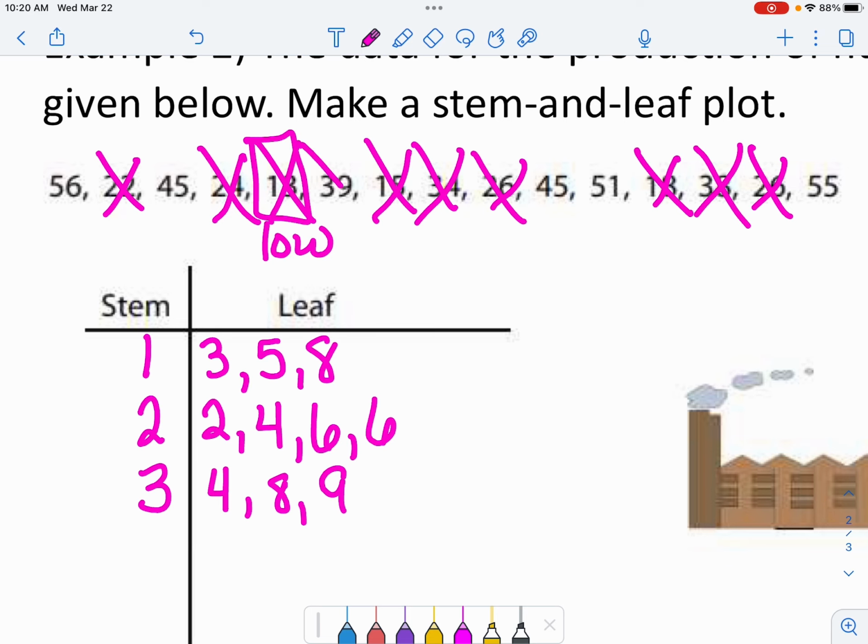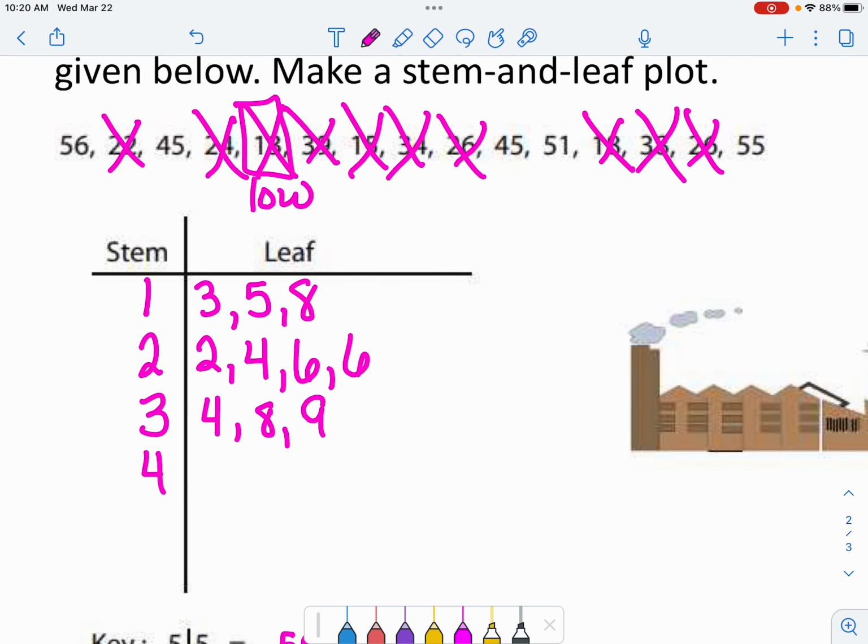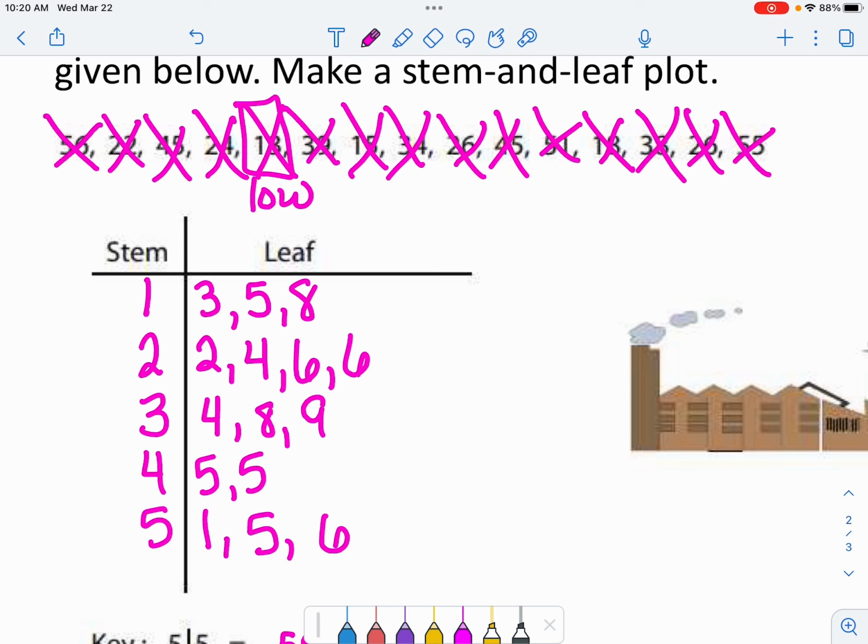Good job, guys. What about 40s? 45. 2 45s, so a 5, comma, a 5. Good job, you're doing great leading the class, thank you. And you guys are all doing really well with this. And what about the 50s? 50, okay. Good job. So 1, comma, 5, comma, 6. Good job. I didn't count how many items, did I?